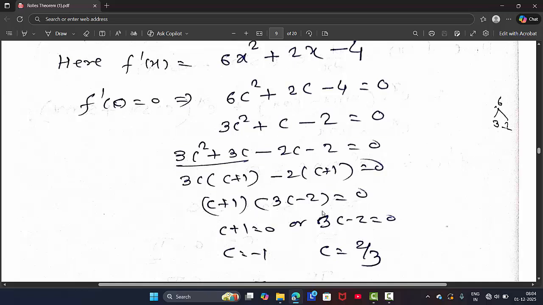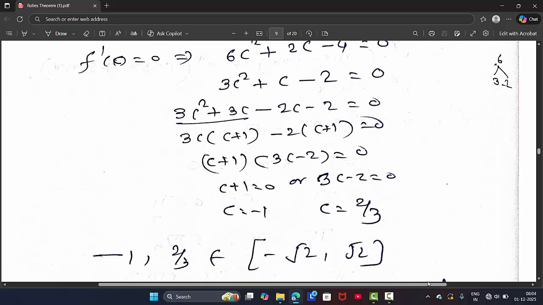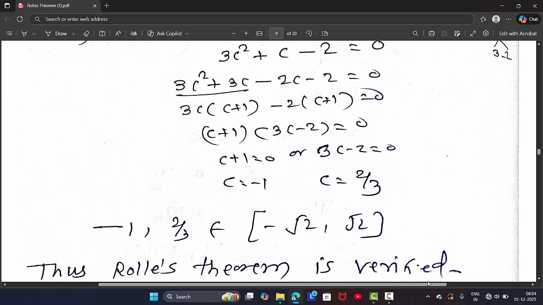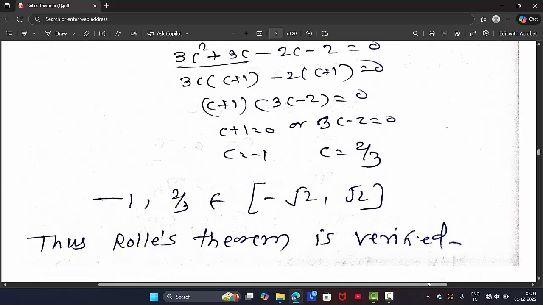As the product of two terms is 0, at least one term is 0. Therefore, c plus 1 equal to 0 or 3c minus 2 equal to 0. This implies that c equal to minus 1 or c equal to 2 by 3. Both the values belong to interval minus root 2 to plus root 2, and hence Rolle's theorem is verified.